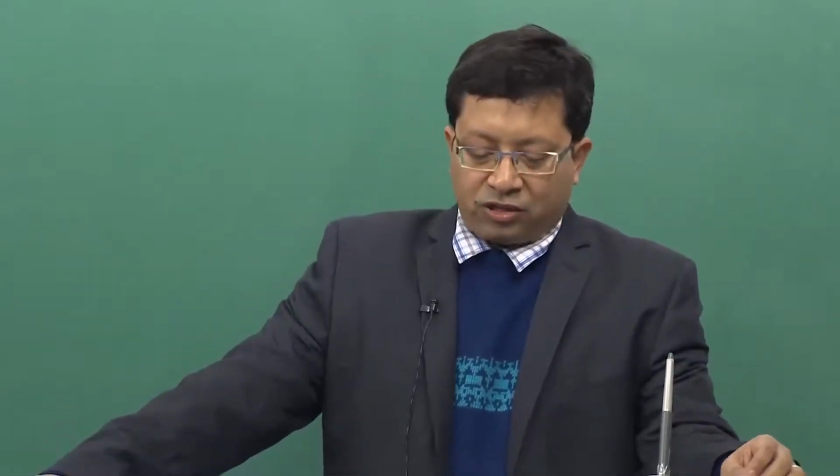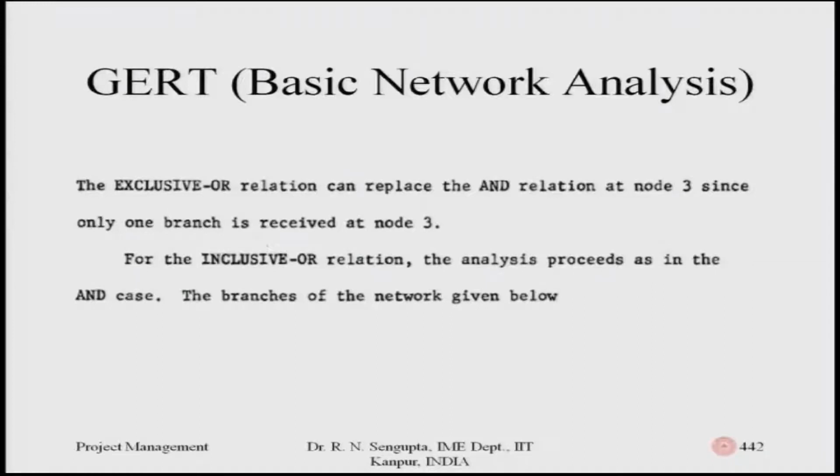So, continuing our GERT basic network analysis, the exclusive OR relationship can replace the AND relationship at node 3. So, if you refer to the slides for the 38th session, you will understand what I mean for node 3, since only one branch is received at node 3. So, if you remember very correctly, the 3 combinations of input, 2 combinations of output, that led to the GERT and the general detailed discussion about that.